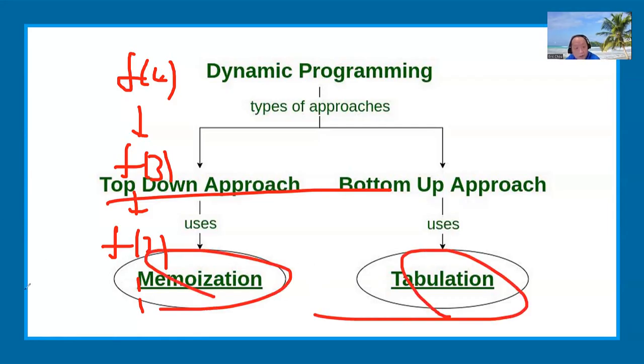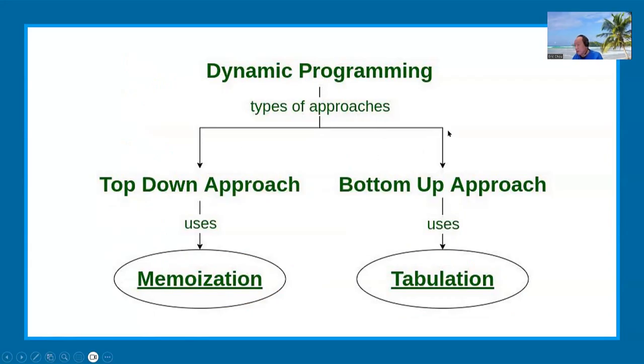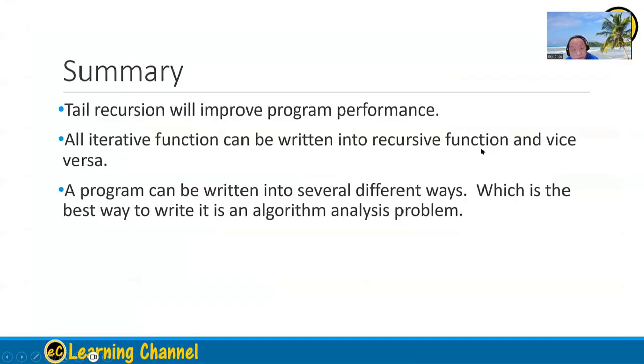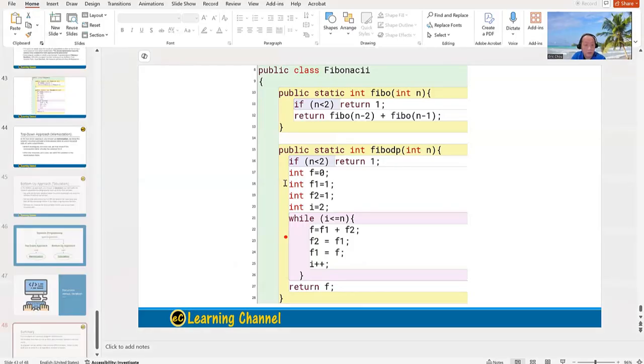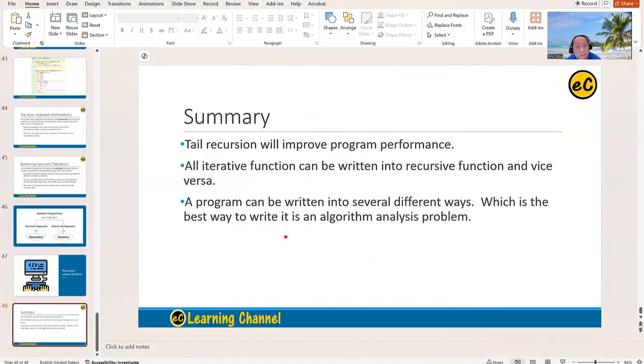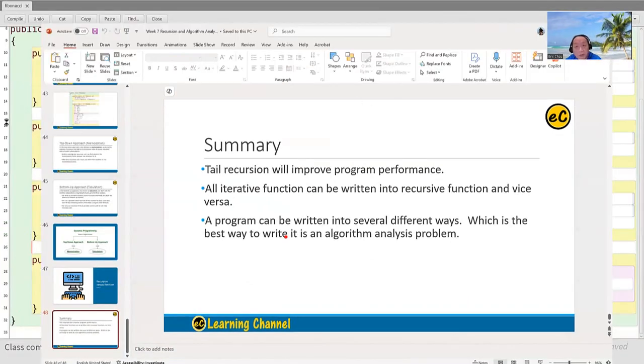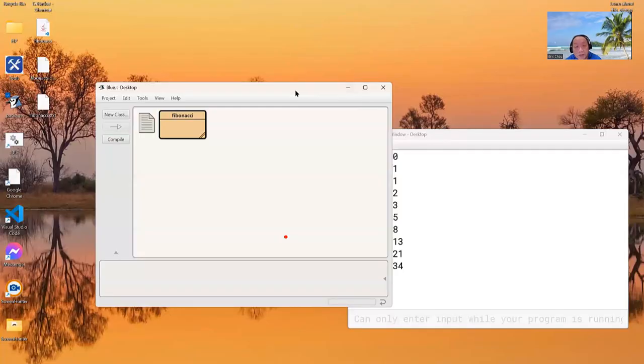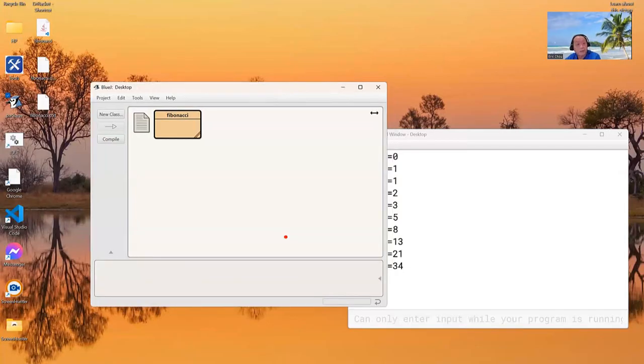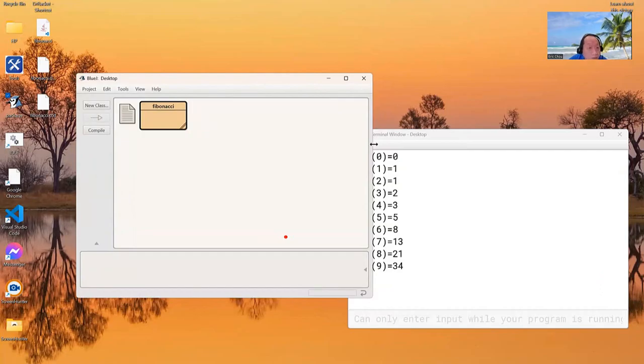Bottom up is called tabulation. Anyway, this one is beyond AP level. This one is already a data structure problem. Tail recursion will improve the program performance, but the exam doesn't test you on tail recursion. AP doesn't test you on tail recursion. We just mention it. Anyway, the recursion theory is not hard, but let's look at the problem set. The theory itself is not really hard, just very simple guidelines. But the programming part would be harder.